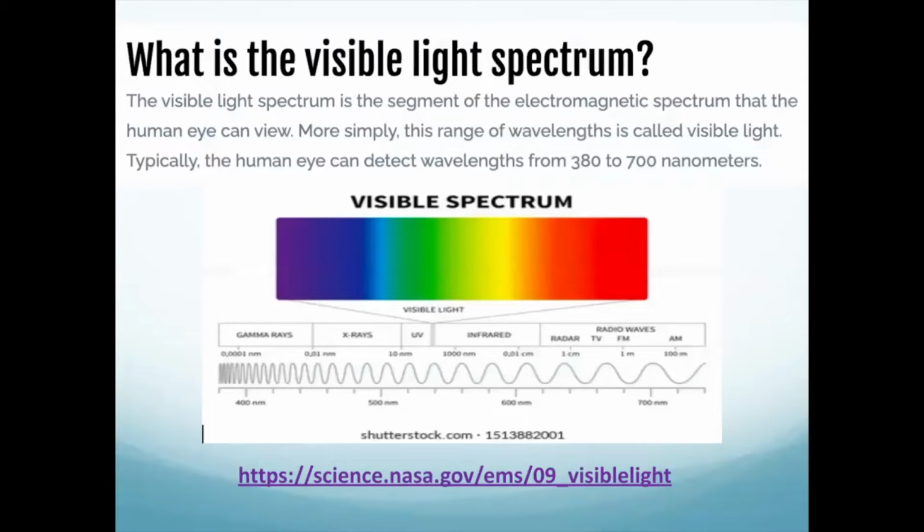Brianna? Thanks so much, Kalani. I appreciate it. What is the visible light spectrum? The spectrum is the segment of the electromagnetic spectrum that the human eye can view. We can look at the colors in this visible light spectrum and see that the visible light is in between the UV and the infrared. It starts with gamma rays, X-rays, then UV, and then visible light. Next is infrared, and then radio waves.